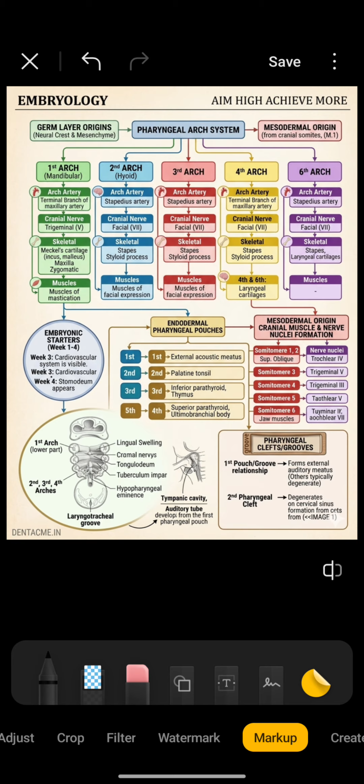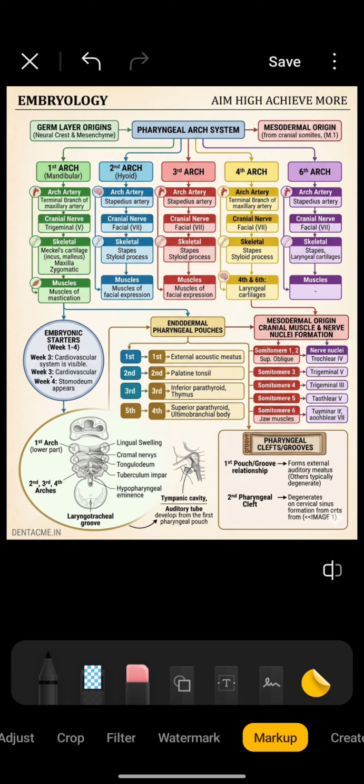So I am coming with the next video, the next important topic for your NEET MDS. So stay tuned. The next important topic for your NEET MDS, general anatomy, is embryology. In embryology, mainly the pharyngeal arch system is a very important topic for your NEET MDS. Every year many questions are asked from this topic. So please connect with me and stay tuned. So, starting with the pharyngeal arch system.